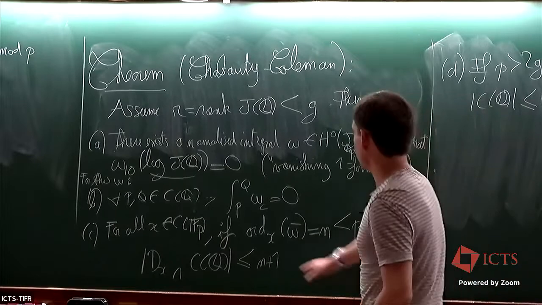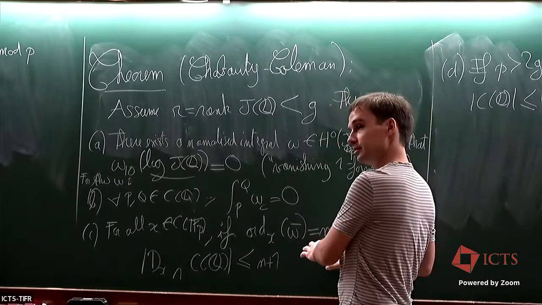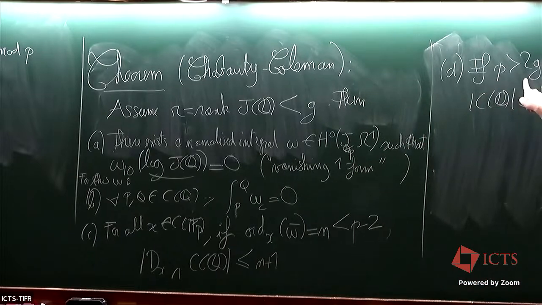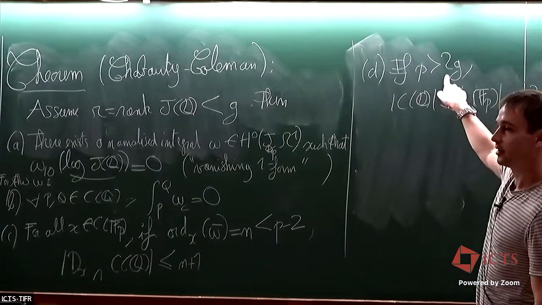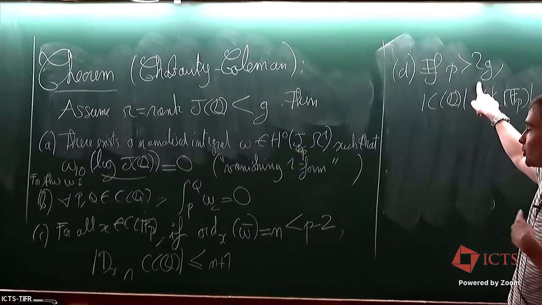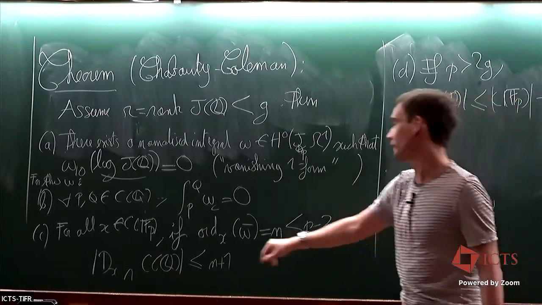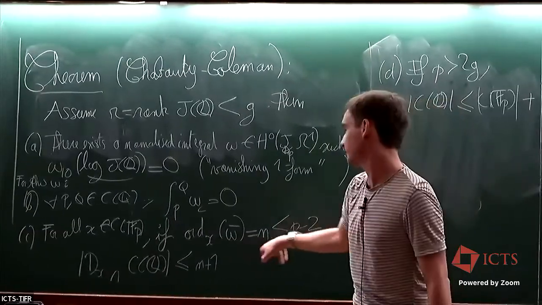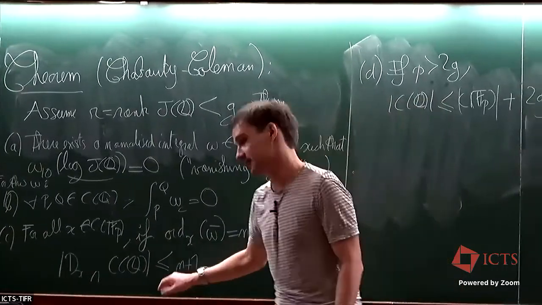Oh, for now it's an if. I assume this, and why do I assume this for p larger than 2g? It's because then p minus 2 is larger than 2g minus 2, and I know the total order of the omega bar is less than 2g minus 2. So this is automatic for any x, and I can apply this.